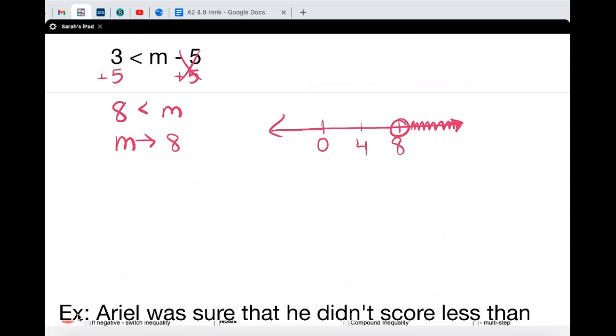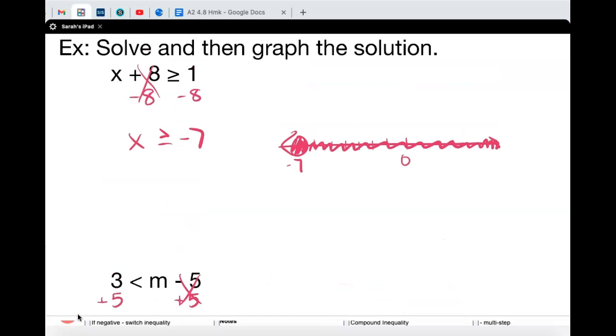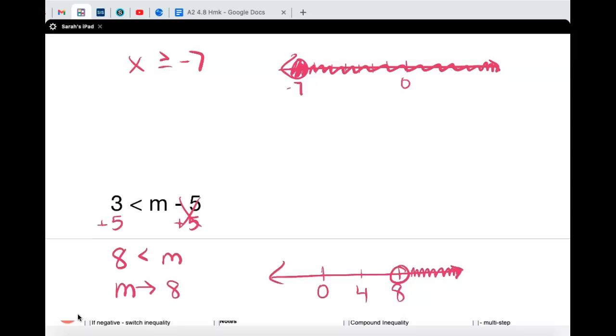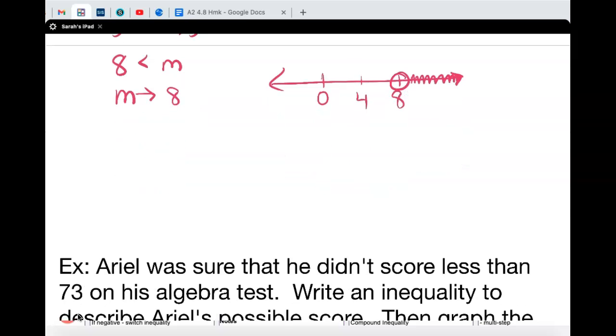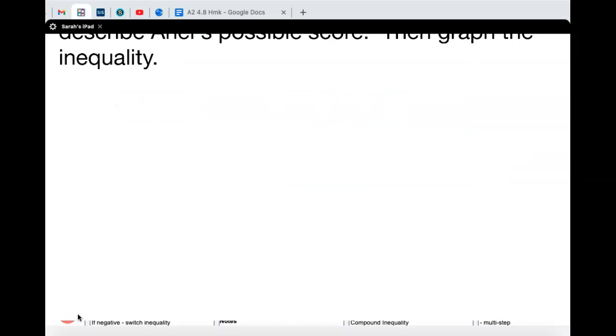Okay. But then on the other one, like 8 is less than m. So that one doesn't work because the variable's not on the left side. The variable has to be on the left side for that arrow situation to work. Yep. That's the downfall because people forget that part.